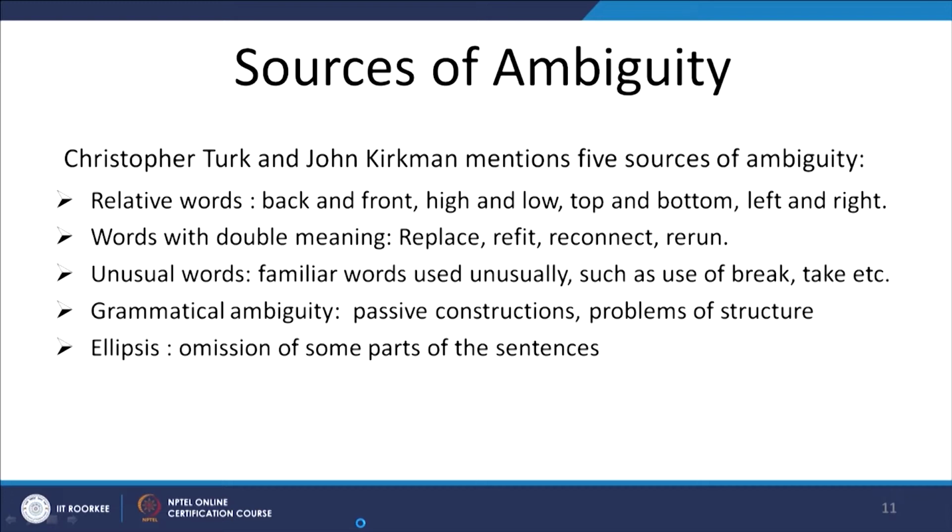One very famous book on effective writing, written by Christopher Turk and John Kirkman, mentions five sources of ambiguity. It says that in our day to day lives, when we have several transactions, there can be four or five sources of ambiguity. Either the ambiguity can be with the writer's use of relative words, or it can be caused by words having a double meaning, sometimes by making use of unusual words, sometimes by creating grammatical ambiguity, and sometimes by ellipsis.